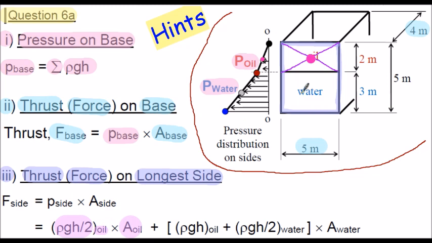We next need to find the centroid of the water, which will be approximately here. So we need to calculate the value of this pressure here on our pressure distribution. So that pressure will be the pressure due to the oil, the ρgh of the oil, and now we'll add to that the ρgh divided by 2 for the water. We then multiply that by the area of the water, which will be 5 multiplied by 3 meters. So a slightly more complicated calculation for part 3 of question 6a. But hopefully the hints there will help you with your solution.